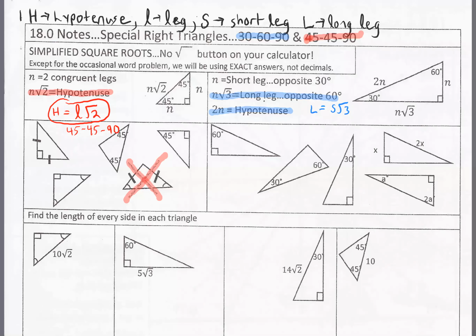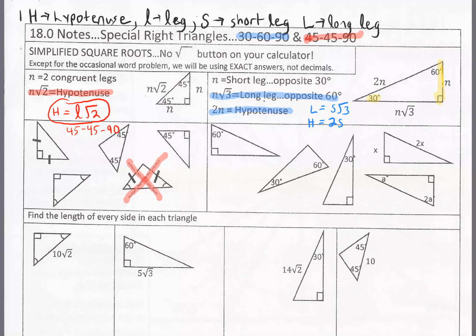So how do you know which is the short leg and which is the long leg? Well, first of all, how do you know what a leg is? Every right triangle has two legs. The two sides that are not the hypotenuse are your legs. If you look over here, the short leg is always opposite the 30-degree angle. So that's why n is your short leg.